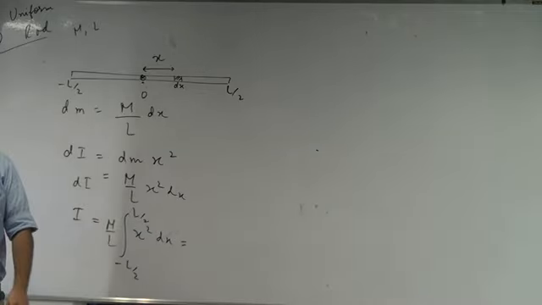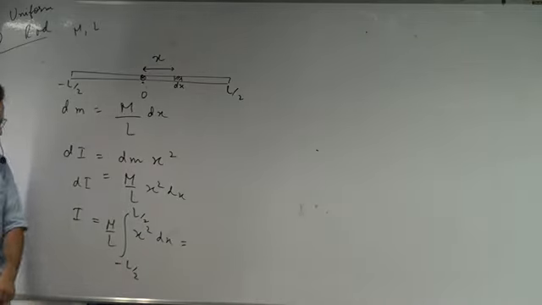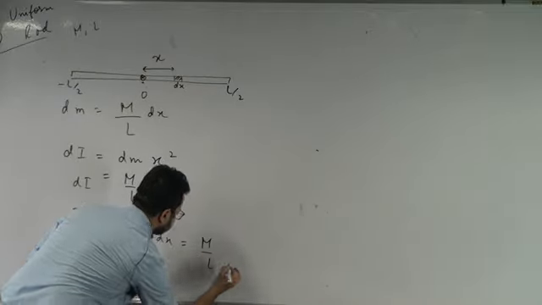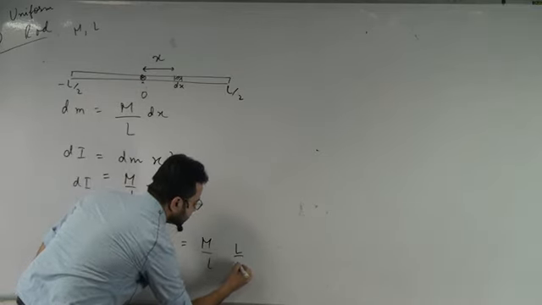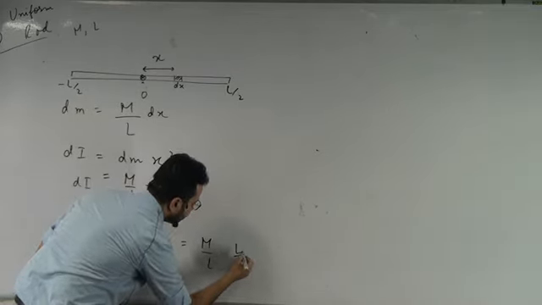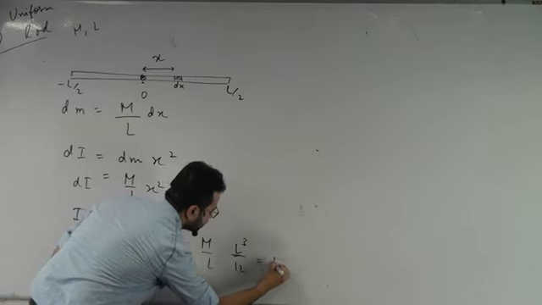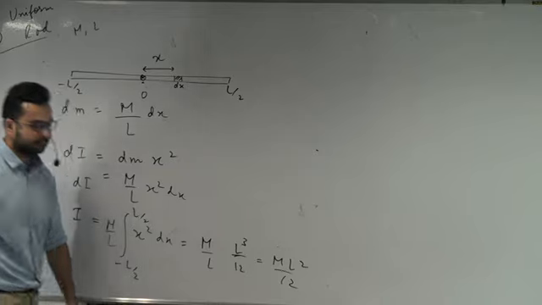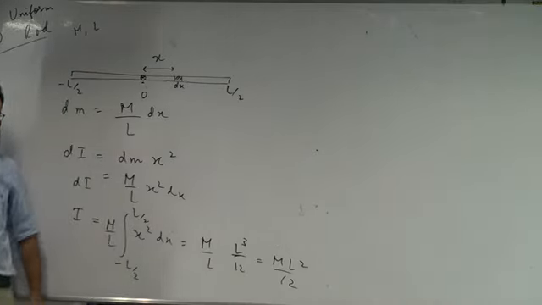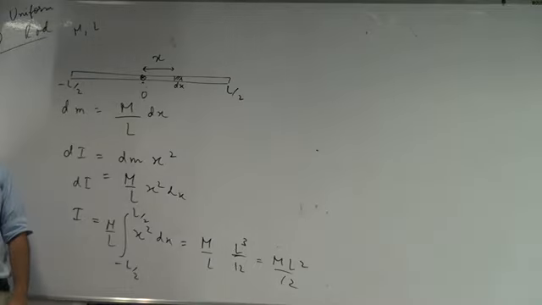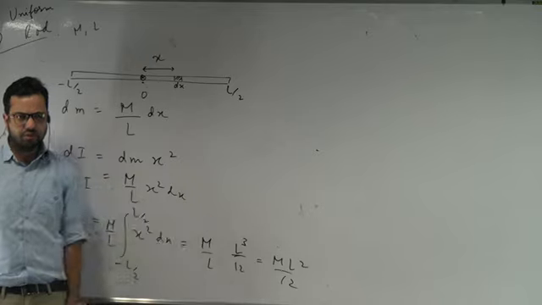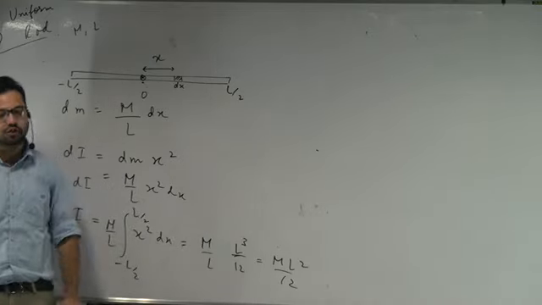The integral of x squared is x cubed by 3. Put in the limits, and directly write it down. So this will come out to be M L squared by 12. Is that clear? You put the limits and you get this. Don't worry about this. So this comes out to be M L squared upon 12.